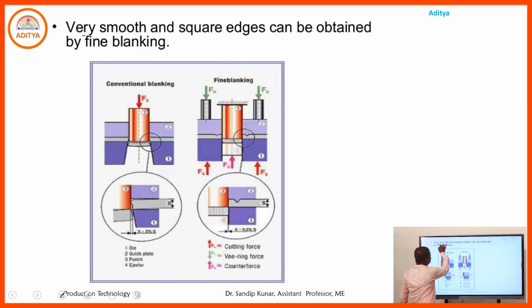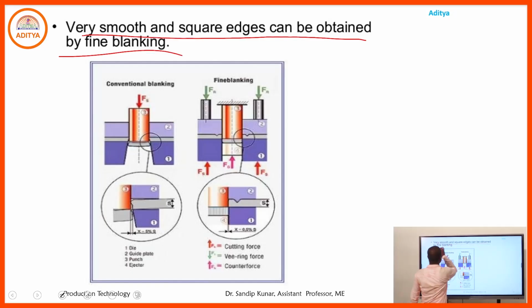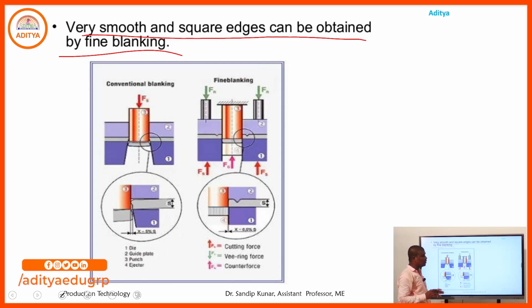Sometimes very smooth and square edges can be obtained by the fine blanking operation. By fine blanking, we get very smooth and square edges.